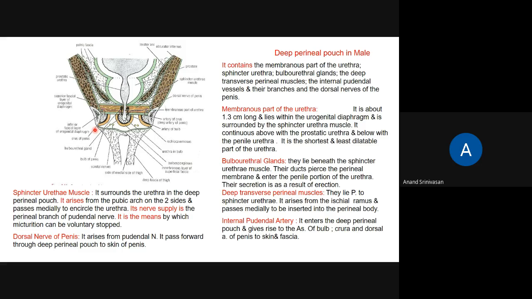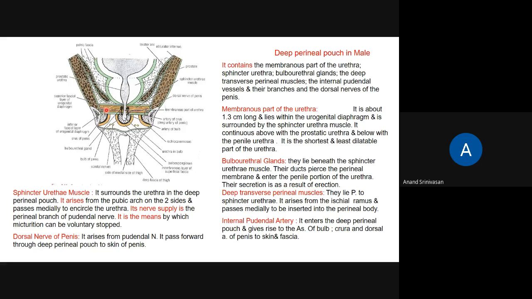The next one: what are the other structures present in the deep perineal pouch? The deep perineal pouch is this one, located between the superficial perineal membrane and the deep perineal membrane. What are the structures present in it? In the deep perineal pouch, there is the sphincter urethrae muscle.